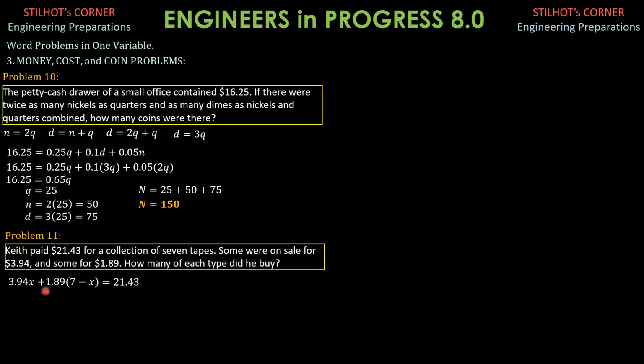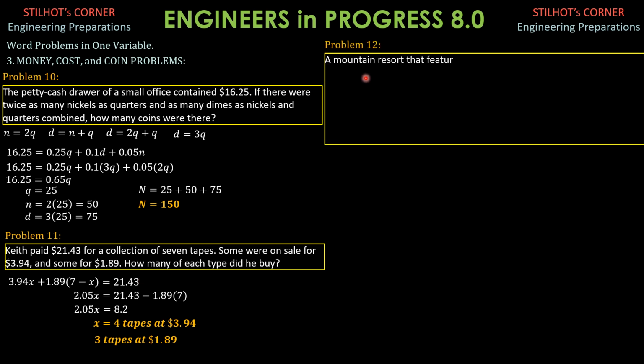So 3.94 of x minus 1.89 of x is 2.05 of x, and it is equal to 21.43 minus 1.89 times 7. Simplifying, 2.05 of x equals 8.2. So dividing everything by 2.05, x is 8.2 divided by 2.05, and x is 4 tapes at $3.94. So the number of tapes collected at 1.89 is 7 minus 4, or 3 tapes at $1.89.